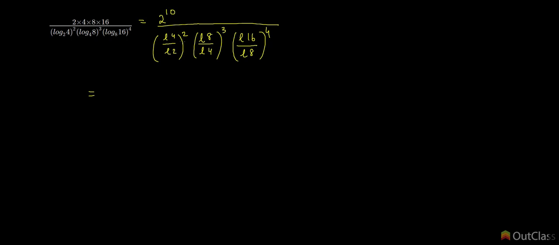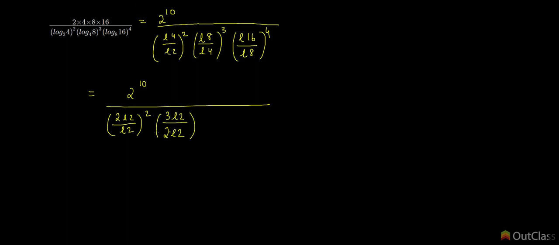Denominator: log 4 to the base 2 is log 4 by log 2, squared. Log 8 by log 4, cubed. Log 16 by log 8, raised to 4. Now, log 4 can be written as 2 log 2. Log 8 can be rewritten as 3 log 2. And log 4 can be rewritten as 2 log 2. Log 16 is 4 log 2. Log 8 is 3 log 2, raised to 4.